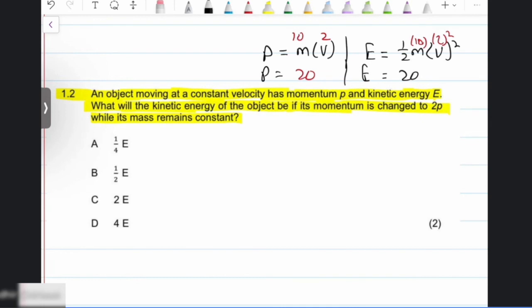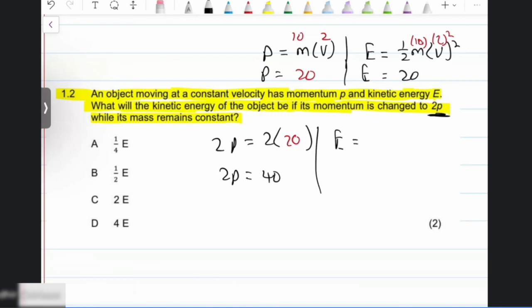Now we need to figure out, if this becomes 2p for the momentum, so if p is now actually 2p, it means that this must now be 2 times the 20. So 2p is actually equal to 40. Okay, so what must our energy value then be?